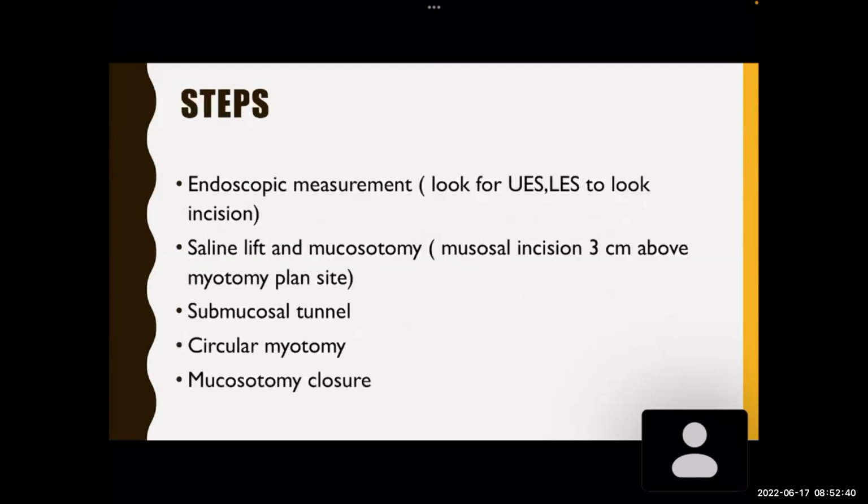So what are the steps? Endoscopic measurement: we have to look for the upper esophageal sphincter and lower esophageal sphincter to locate the incision. And we have to give a saline lift and mucosectomy. The mucosal incision should always be placed about 3 centimeters above the myotomy site. A submucosal tunnel should be created, and we have to do a circular myotomy, and then mucosotomy closure with a hemostatic clip.